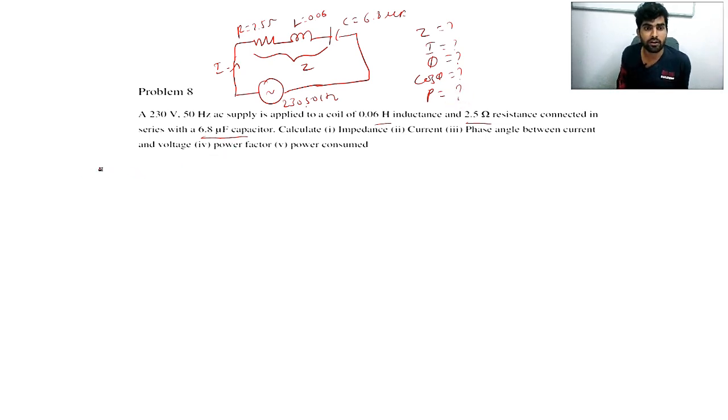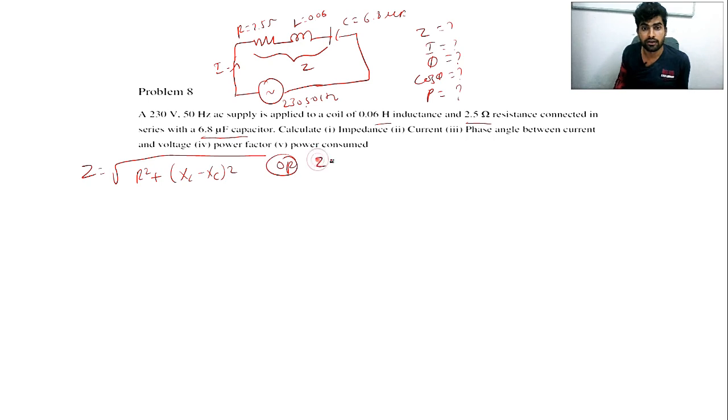So what is the formula for Z? Z is equal to root of R square plus XL minus XC whole square, if XL is greater than XC, or Z is equal to root of R square plus XC minus XL whole square, if XC is greater than XL. So for this calculation, R is a known value and XC and XL we don't know, right? L is given and C is given.